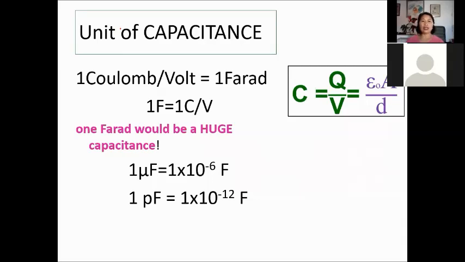Now, the unit of capacitance is farad. So 1 farad is equivalent to 1 coulomb per volt. Now, farad is a huge capacitance. Therefore, commonly, what you will see in a capacitor is expressed in microfarad and in picofarad. Microfarad is 10 to negative 6 and pico is 10 to negative 12.